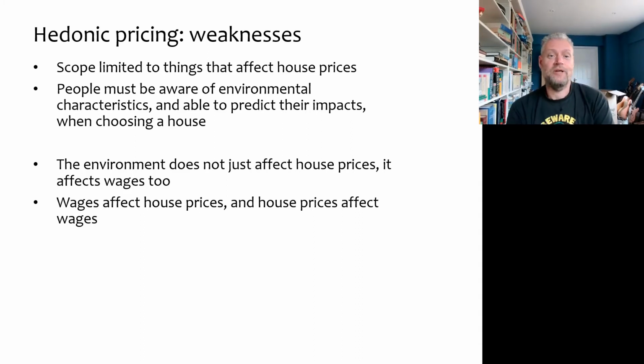Another important weakness of hedonic pricing is that the things that you can measure are only the things that the market knows about. So if there's a house with a flood risk that is undisclosed, and there are no public records of what the flood risk is in a particular area, then that would not be picked up by the housing market, because the potential buyers do not know these things.